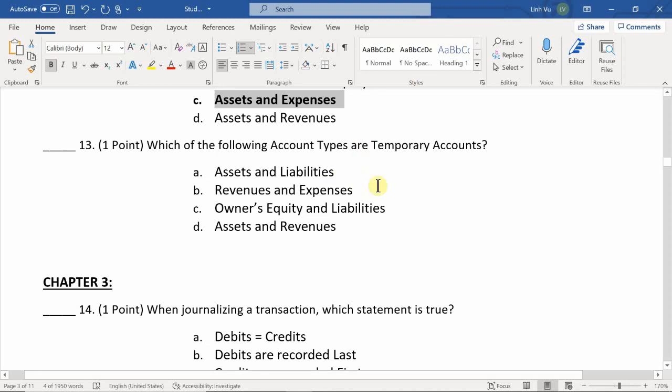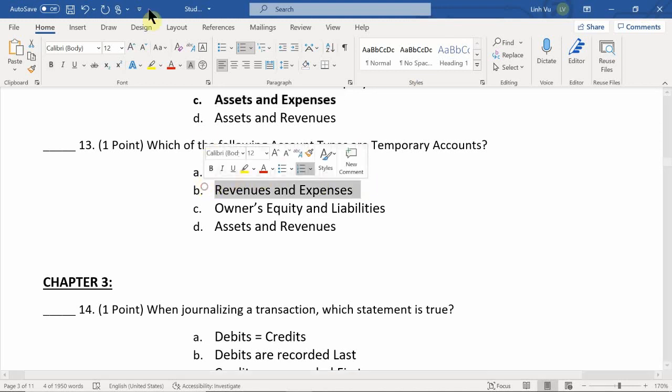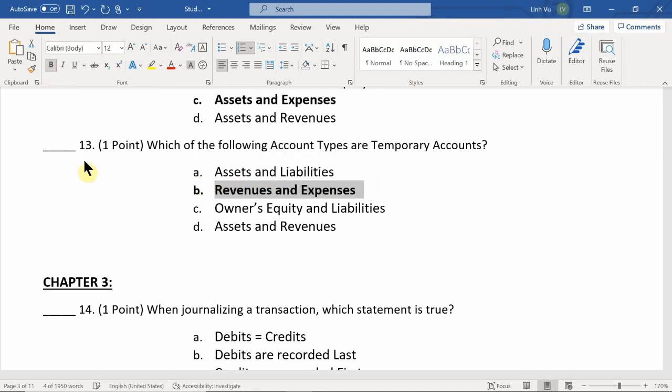Yes, that's correct. So in this case, when we refer to permanent and temporary accounts, the definition behind it is which accounts close at the end of a given period, right? Permanent accounts normally do not close out, because think about it: your assets, if you close out your bank account, it means you stop doing business, right? You close the business.